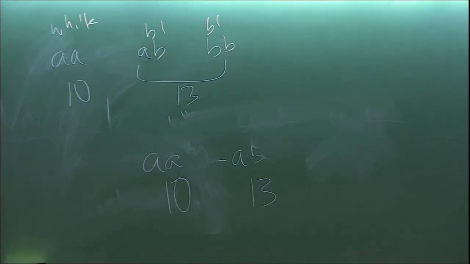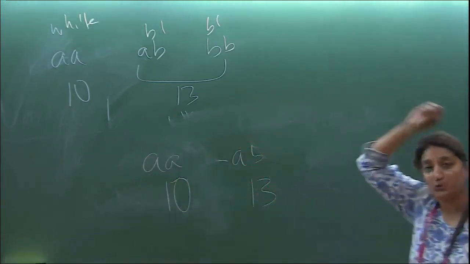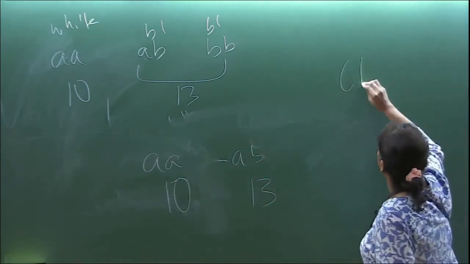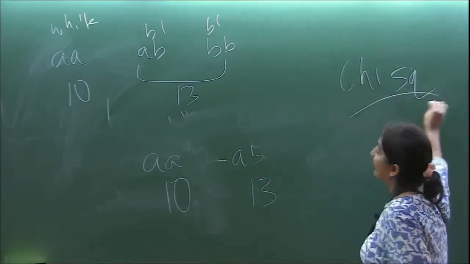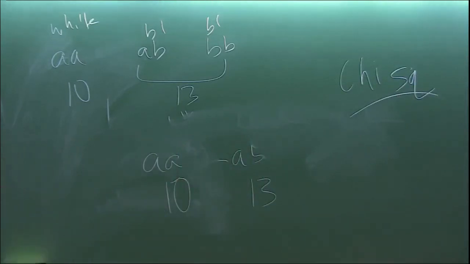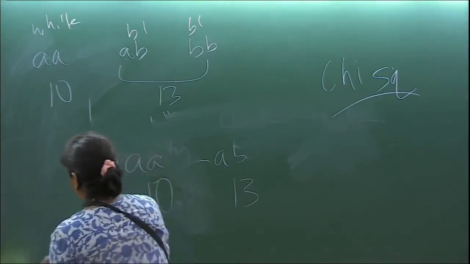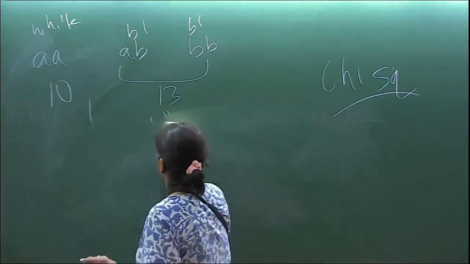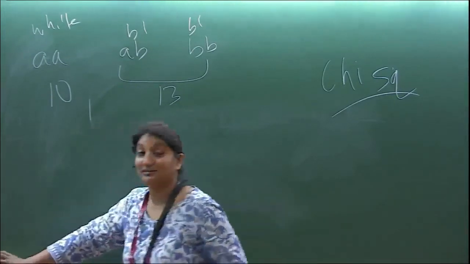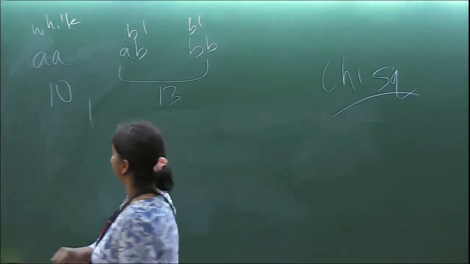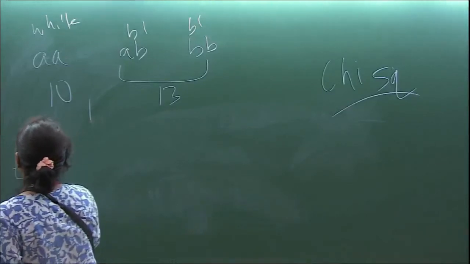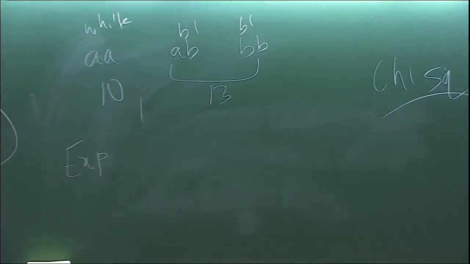Fine? So now, how do you start? Someone said chi-square. Good start. What do you need for a chi-square test? Observed and expected. So now, what is observed? What is expected? Easier, let's say, what is expected? How do you calculate the expected number of white bears, expected number of black bears?